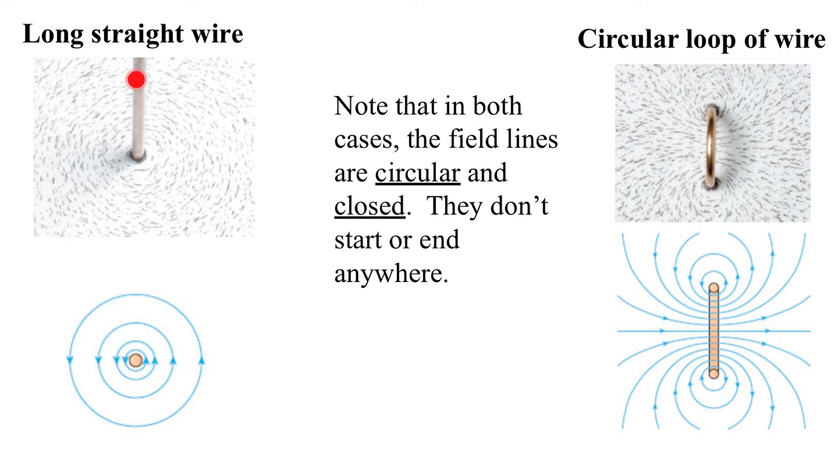Our first one is a long straight wire just carrying a steady current. And here we have some iron filings down on a piece of paper pierced by that wire, and we can see that they seem to form sort of circular patterns.